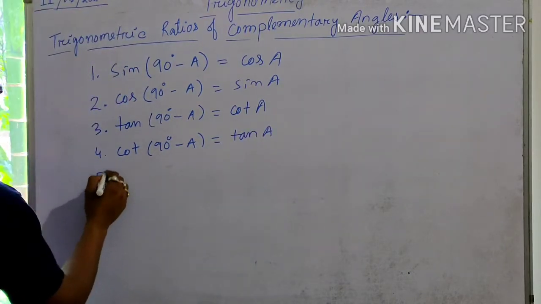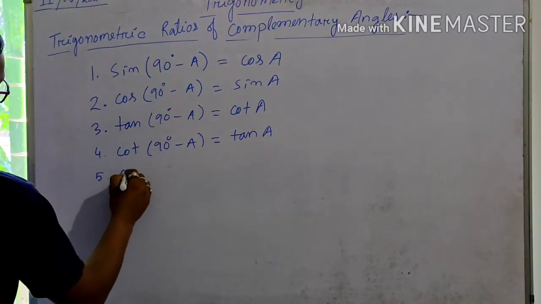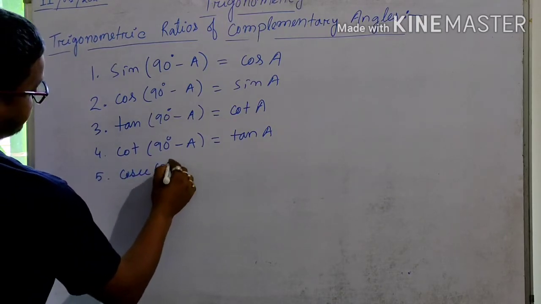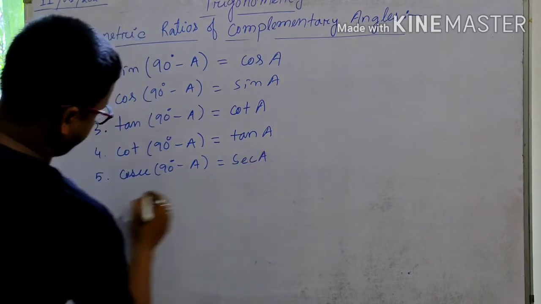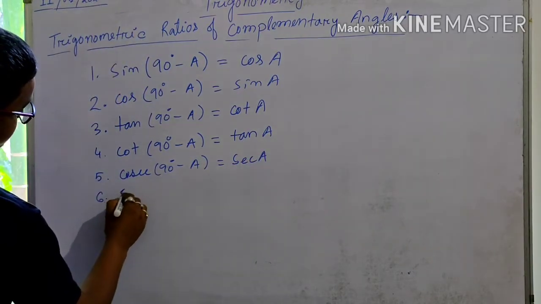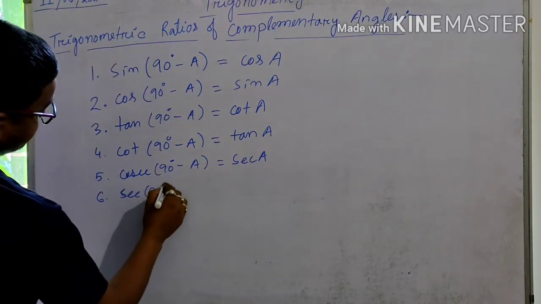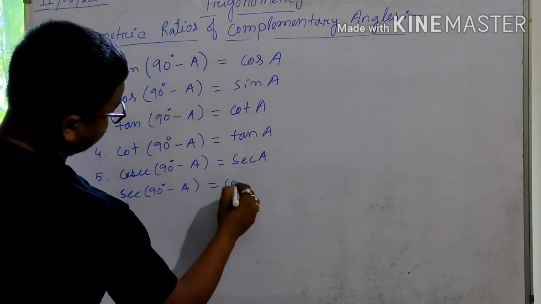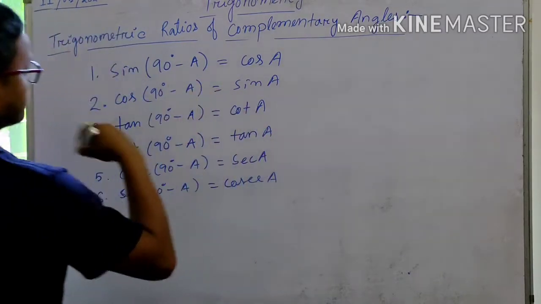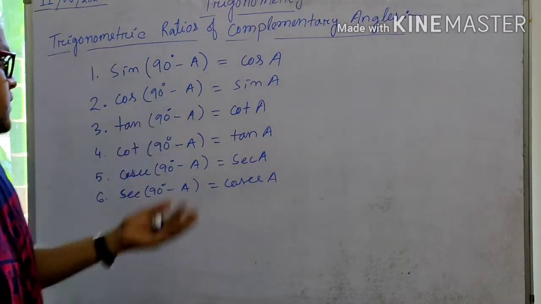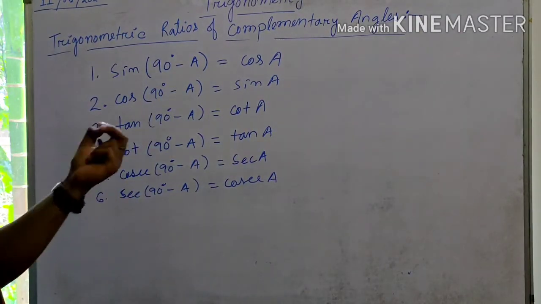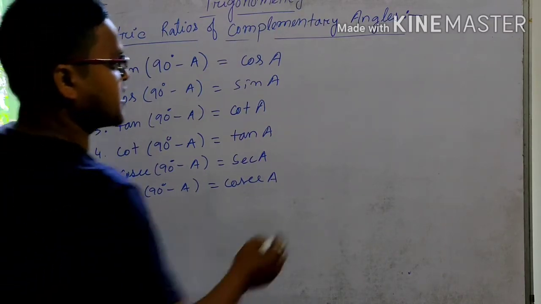Okay, number 5 you will get cosec(90 minus A) equals sec A, and number 6 you will get sec(90 minus A) equals cosec A. Okay, these are the 6 formulas for complementary angles. And now, another simple way to remember these formulas.